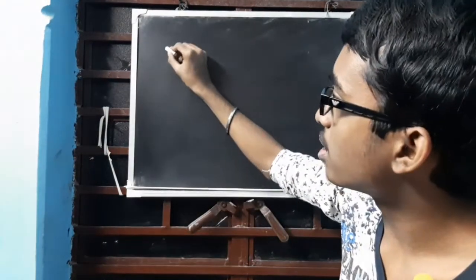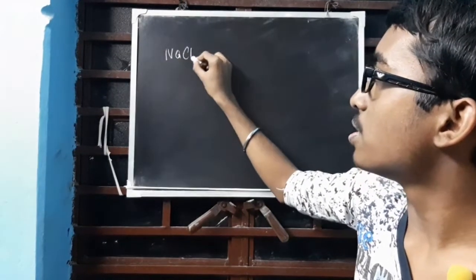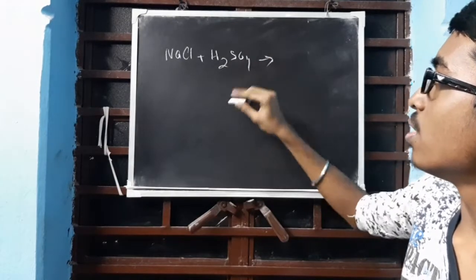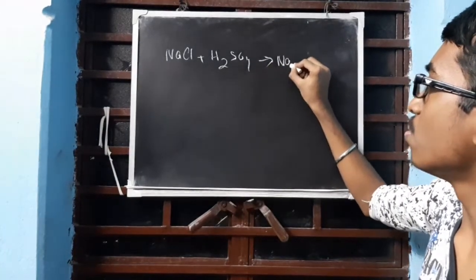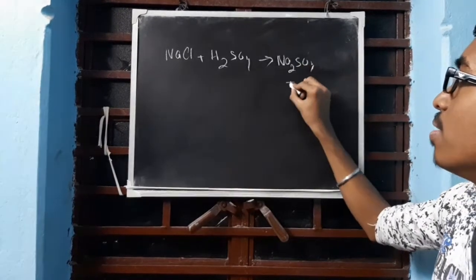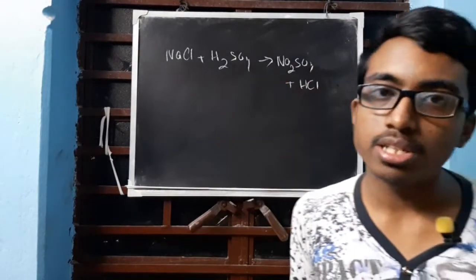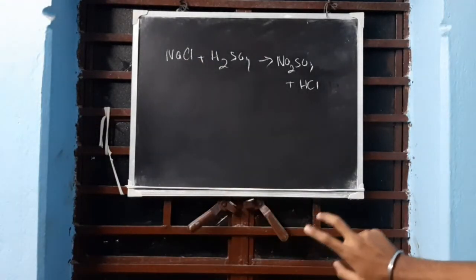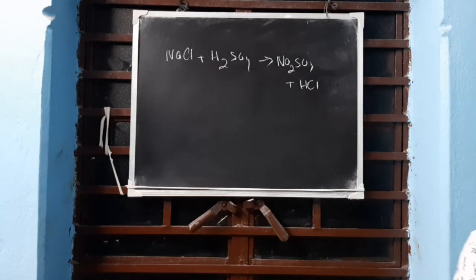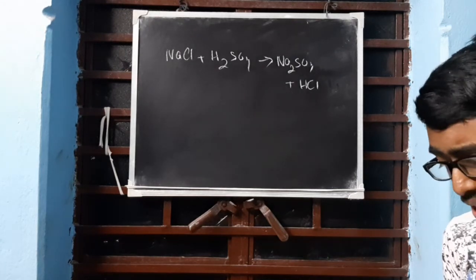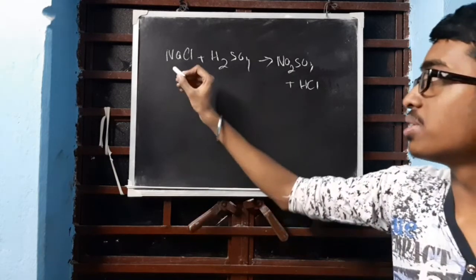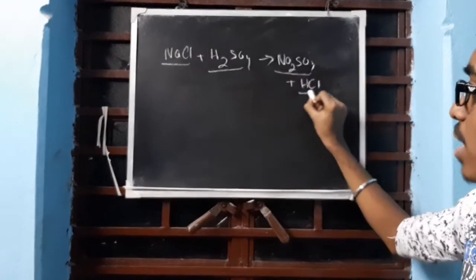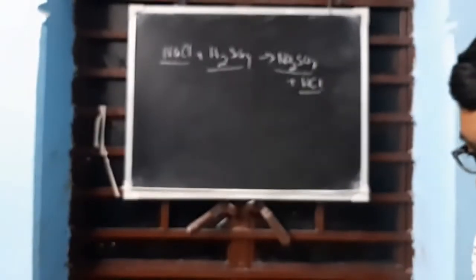Suppose you have a reaction: NaCl plus H2SO4, on heating, will give you Na2SO4 plus HCl. Now what does this reaction tell you? This reaction tells you that this particular reactant is reacting with this reactant to form this many products. That's a different concept, we are not considering acid-base reaction right now. Now is the reaction balanced? No.